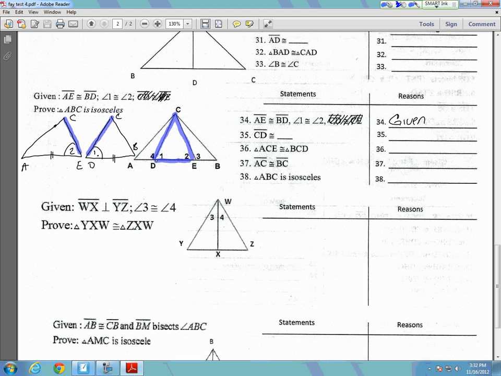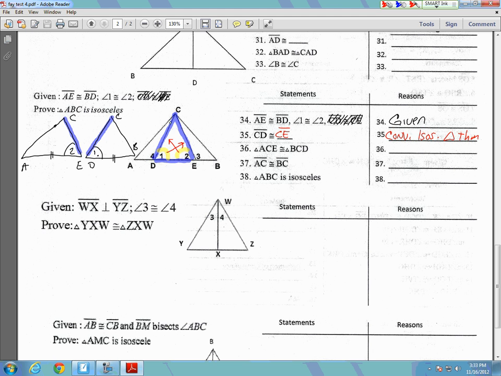If I look at that middle triangle, you are told that angle 1 is congruent to angle 2. So if those two angles are congruent, you should know that the side opposite that angle and the side opposite that angle should be congruent. So CD is going to be congruent to CE. And the reason is the converse of the isosceles triangle theorem, which says if two angles of a triangle are congruent, then the sides opposite them are also congruent.